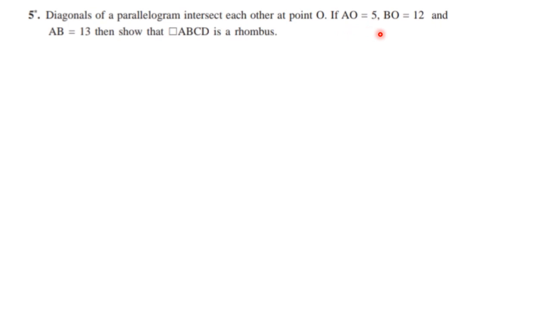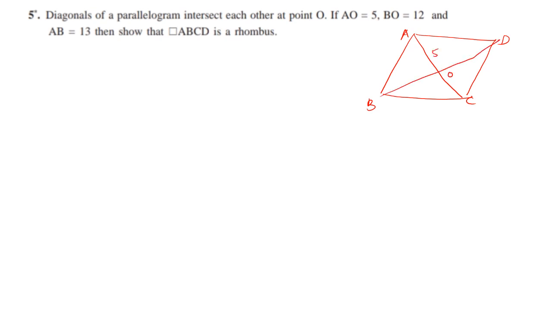Okay. The fifth sum says diagonals of a parallelogram intersect each other at point O. If AO is 5, BO is 12 and AB is 13, then show that parallelogram ABCD is a rhombus. So let's draw a parallelogram A, B, C, D. The diagonals bisect each other at point O, wherein AO is 5, BO is 12 and AB is 13. So we need to prove that this parallelogram ABCD is a rhombus.